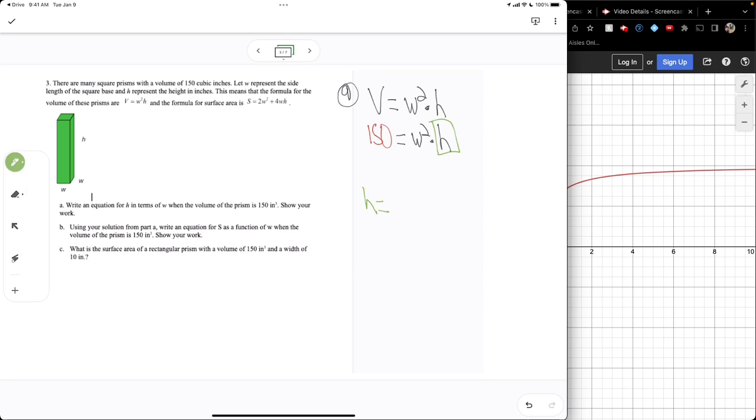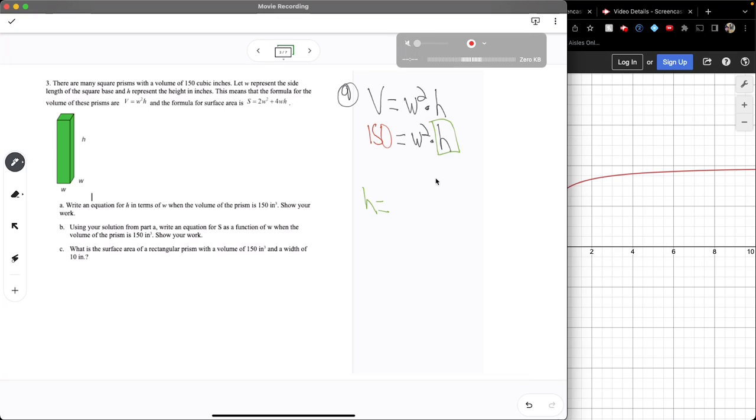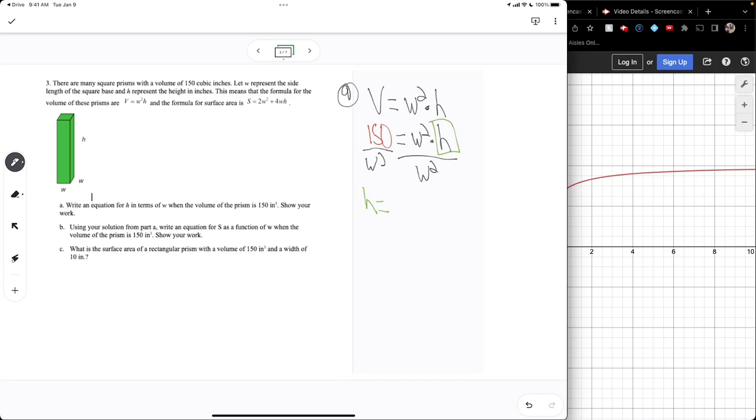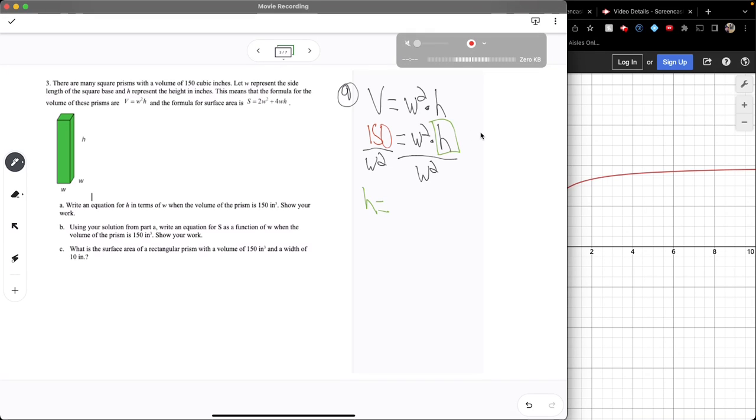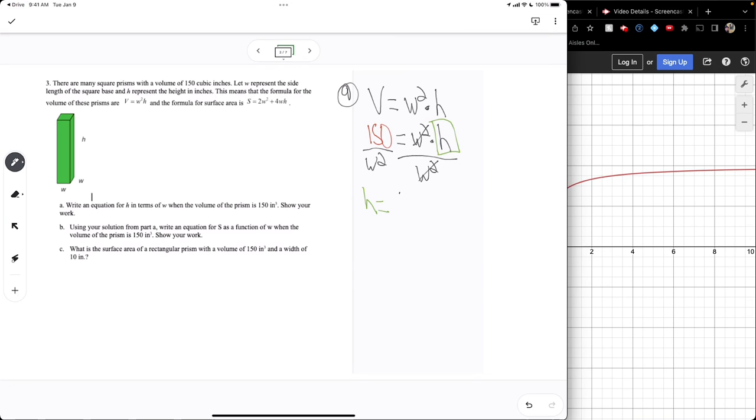So to do that, I need to get rid of whatever's on the same side as the H. In this case, I have to get rid of the W squared. Since it's being multiplied, I get rid of multiplication by the opposite, which is division. So I'm going to divide both sides by W squared. Dividing the right-hand side by W squared will make that go away, leaving H by itself. So I end up with H equals 150 divided by W squared. So that is our answer for part A.